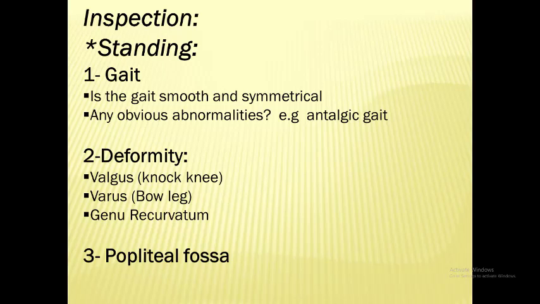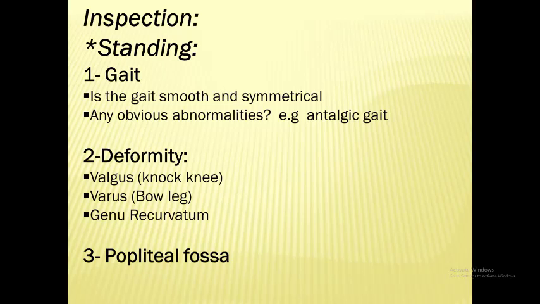For inspection, you should inspect your patient while standing, walking, and lying supine. While standing, assess the gait of the patient, whether it is smooth and symmetrical, and observe any obvious abnormalities. For example, the antalgic gait, where the patient is suffering from arthritis in one limb, for example acute synovitis on top of chronic osteoarthritis, so the patient cannot bear the pain while doing weight bearing on the affected limb.